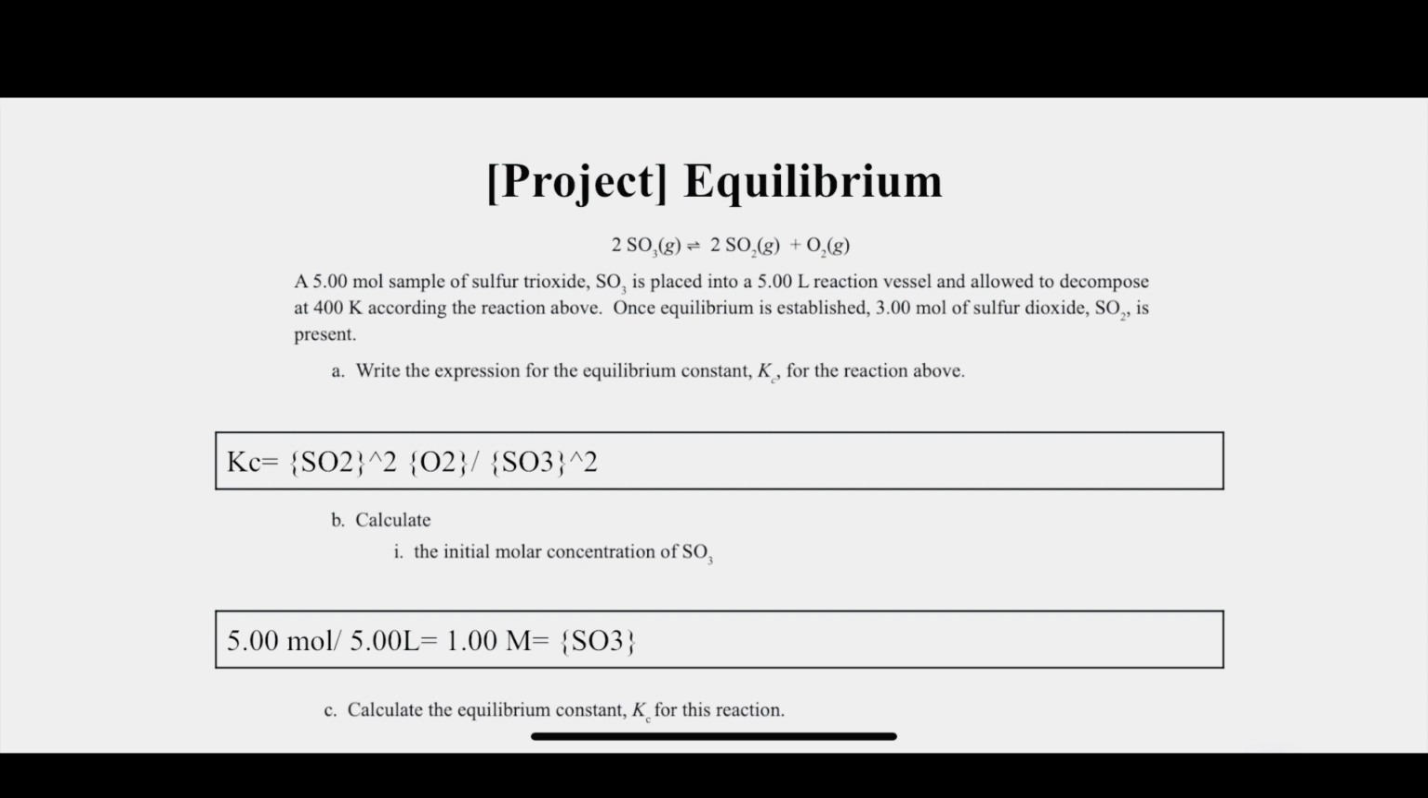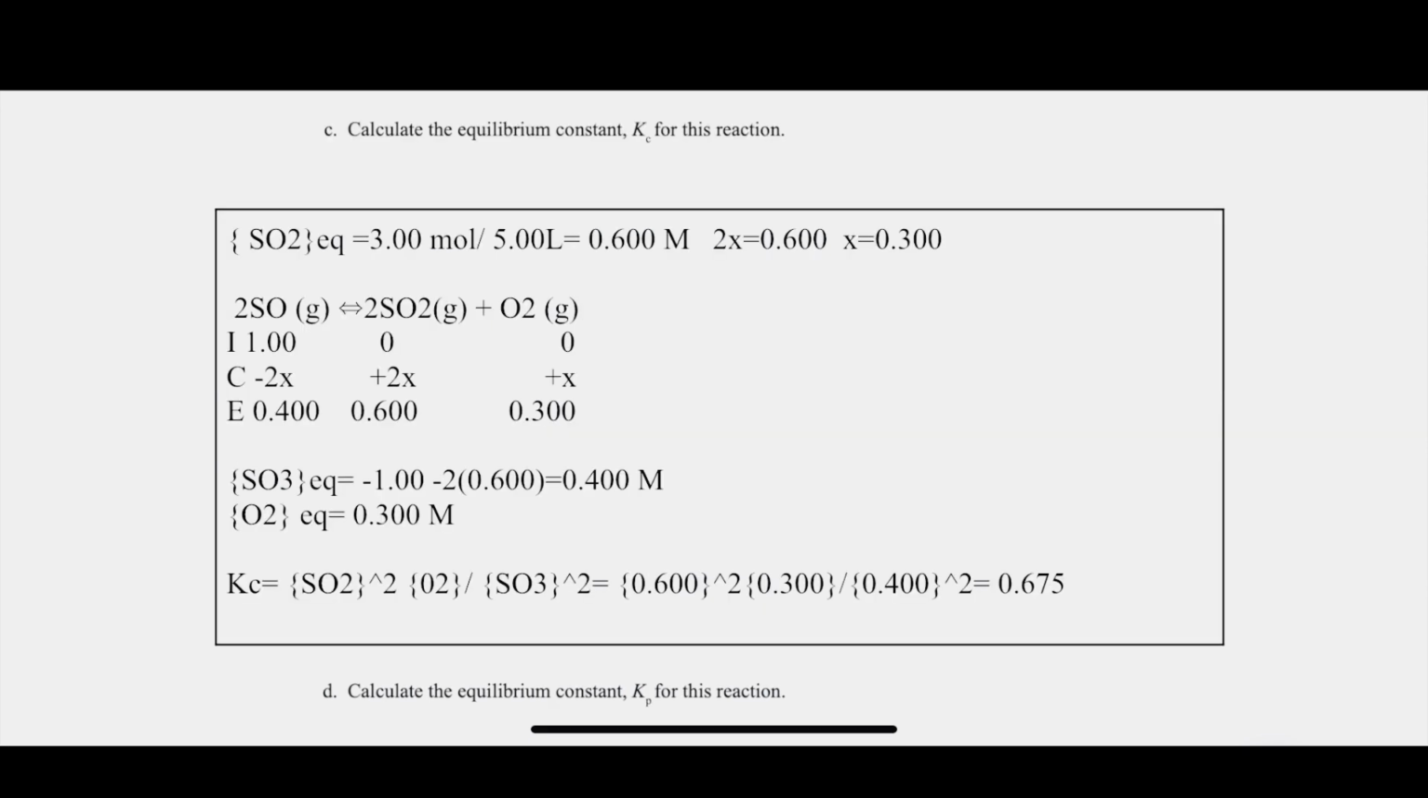So the initial molar concentration of SO3: 5.00 moles over 5.00 liters is equal to 1 molar SO3. So for part C, now we have to calculate the equilibrium constant Kc for this reaction. SO2 at equilibrium is equal to 3 moles over 5 liters, which is equal to 0.600 M. So 2x is equal to 0.60, and then x is equal to 0.3.